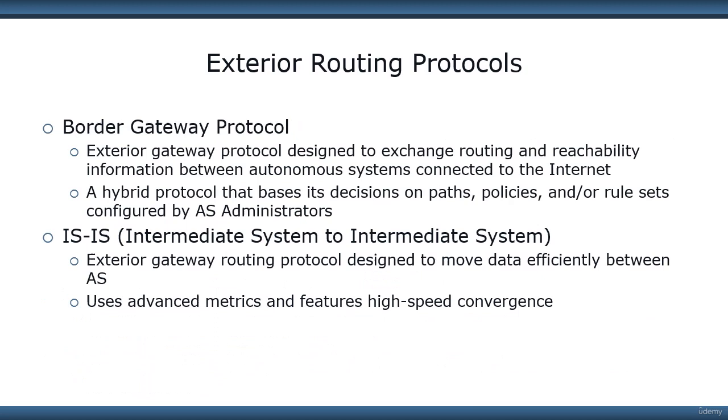Exterior routing protocols are outside an autonomous system, used to exchange routing and reachability information between ASs connected to the internet. Border Gateway Protocol is an exterior routing protocol. It's a hybrid that bases its decisions on paths, policies, or rule sets that are configured by administrators. It is no longer on the exam, but I left it on there just to have a second example of an exterior gateway routing protocol designed obviously between autonomous systems.